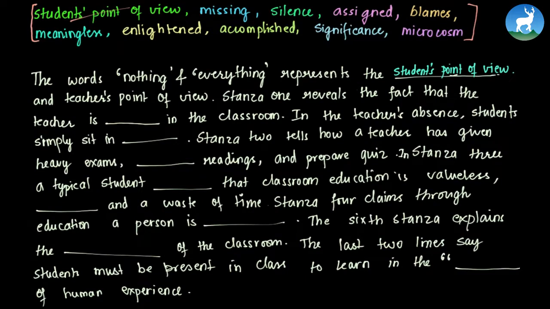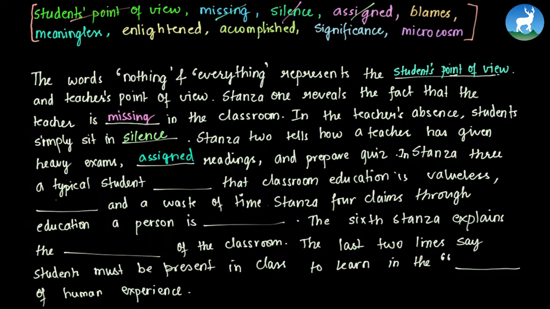So we shall write missing in our second blank. So stanza 1 reveals the fact that teacher is missing in the classroom. In the teacher's absence, students simply sit in blank. So the students were sitting in silence. So we have the words serially till now. Stanza 2 tells how a teacher has given heavy exams, assigned readings. Now again we have this in serial order. So assigned readings and prepare quiz.